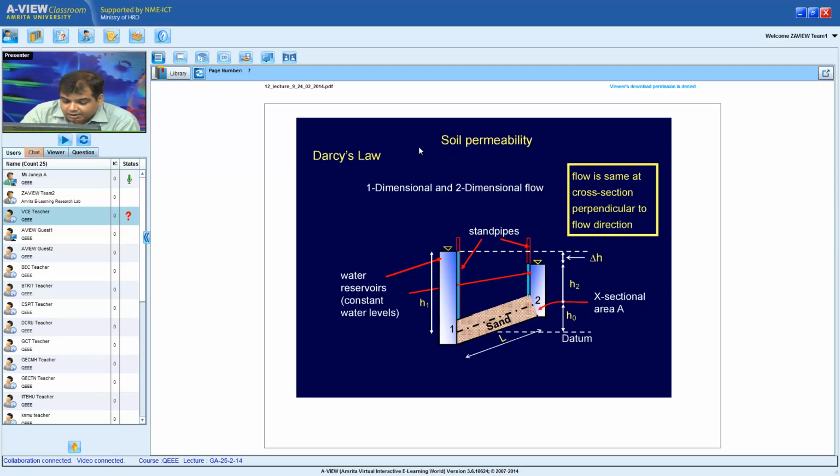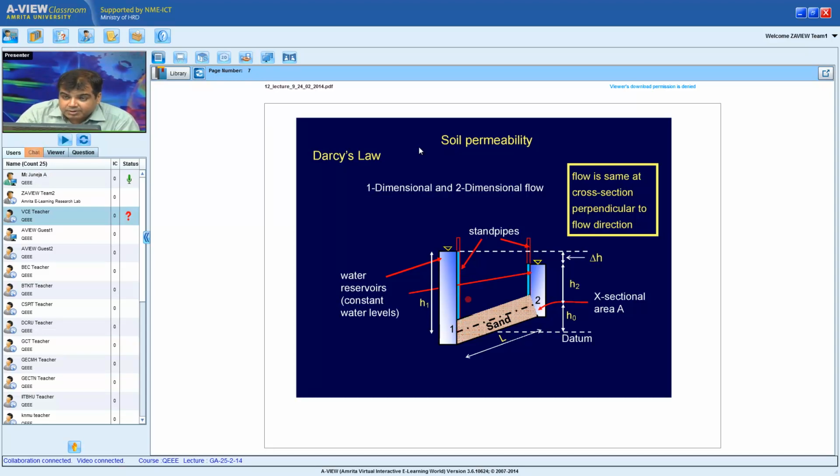Okay, if you look at the sample, the length of the sample was L, and the cross-sectional area we just said is A. At the two ends, right next to the reservoir, Darcy inserted some standpipes, at both this reservoir as well as the other reservoir.